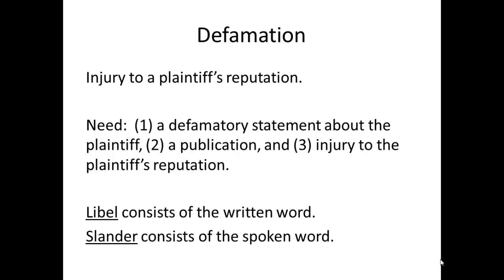Now, there are a couple of different types of defamation. There's libel and there's slander. Libel consists of the written word. Slander consists of the spoken word. So if, for example, in the presence of others, you stated, Dr. Engdahl, you smoke crack, and you said it out loud, we've got slander. If, however, you sent out an email with that statement, again, to at least one third party, then it would be considered libel. It would be in writing.